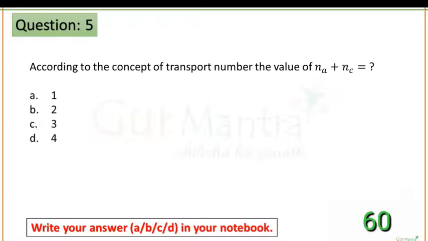According to the concept of transport number, the sum of Na plus Nc, that is for anions and cations, is equal to 1, 2, 3 or 4. Guys, this is a very important and very easy question. Please do this question very fast.